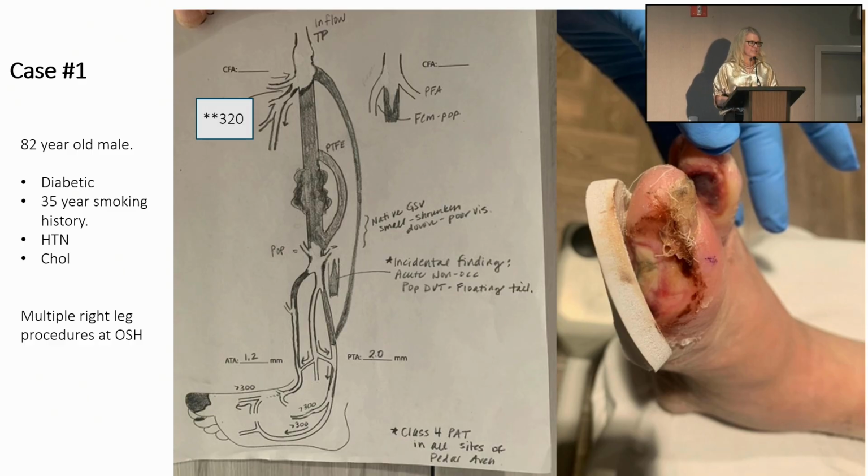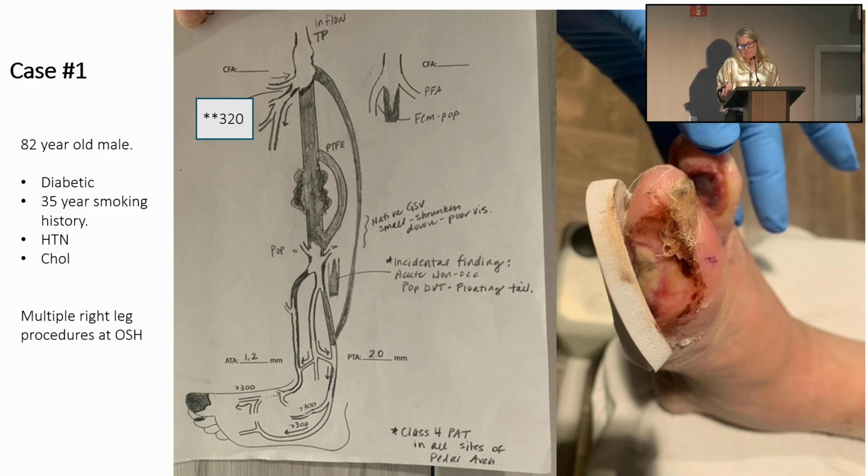He has been seen by vascular surgery many times, as you can see, with multiple interventions. And he was sent to us in Portland to say, this is a no-option patient. What are we going to do with this patient? So you can see he's had multiple failed bypasses. He's got significant toe wounds on the first and second digit, and he has class 4 PAT.